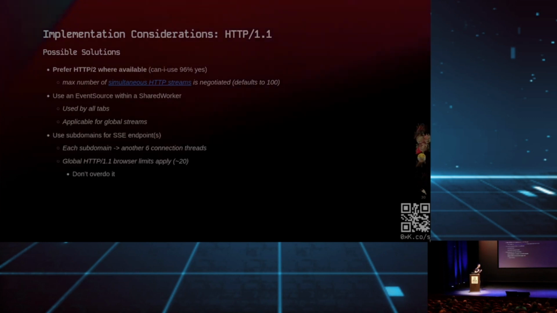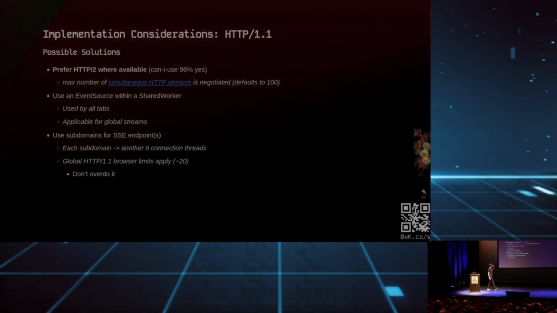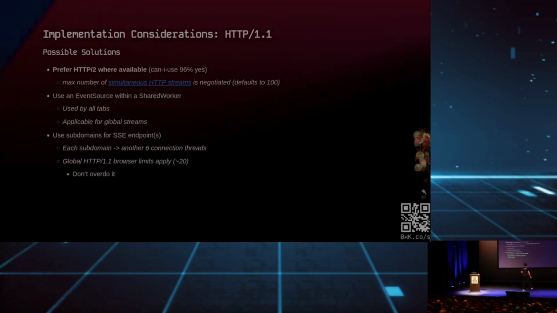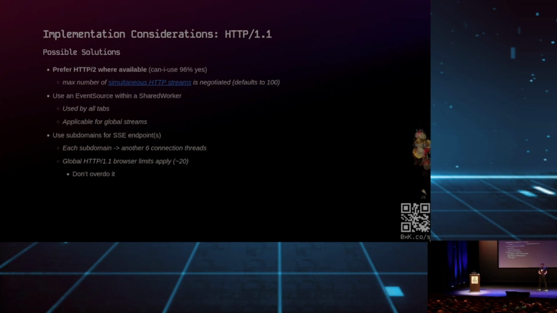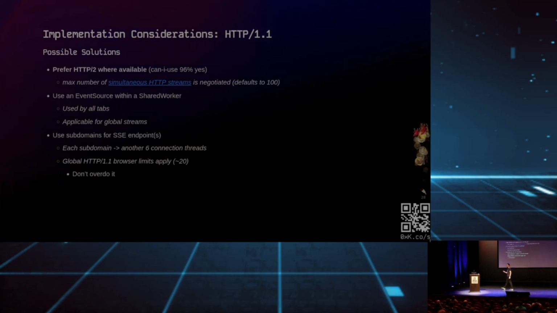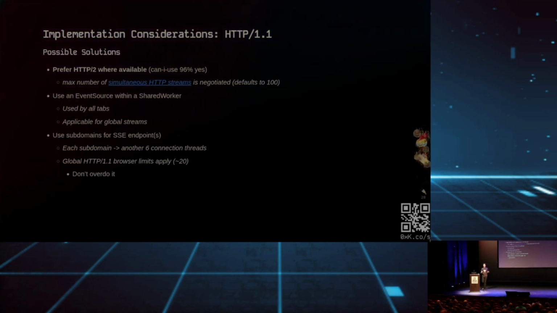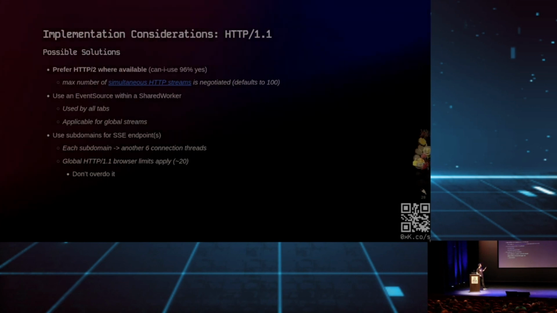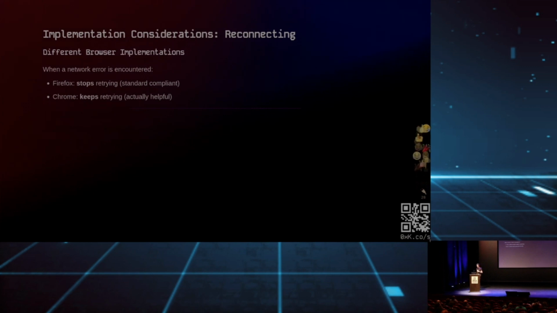Finally, and I don't really recommend this, you could use separate subdomains for your SSE endpoints. So you might think, okay, great, each subdomain that I spawn is going to give me another 6 connection threads. And that is correct, up to about 20, which is the default browser-wide limit for HTTP connections that can stay open. So this is not really a solution, and do not overdo that.